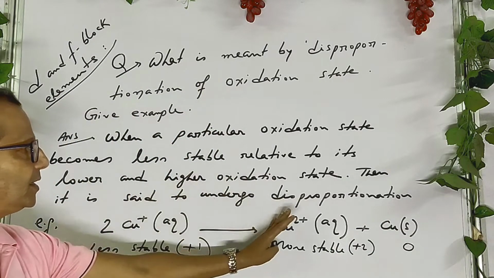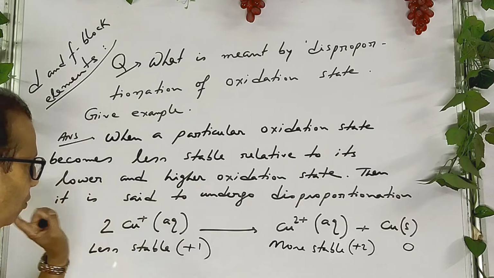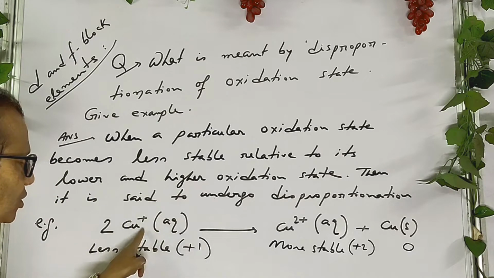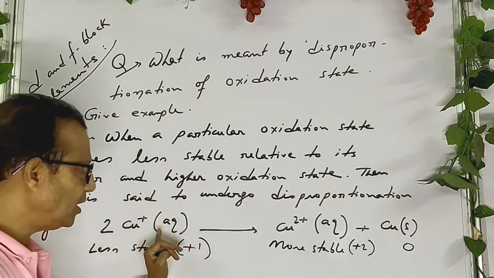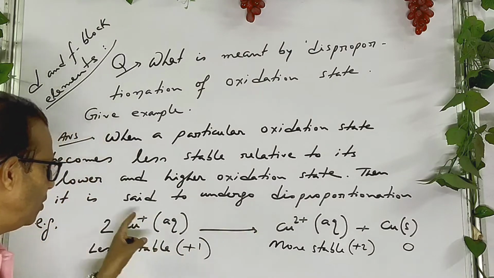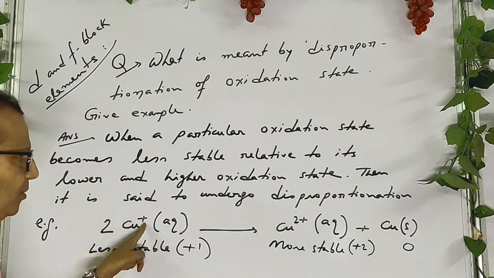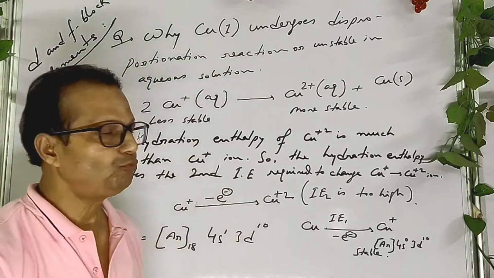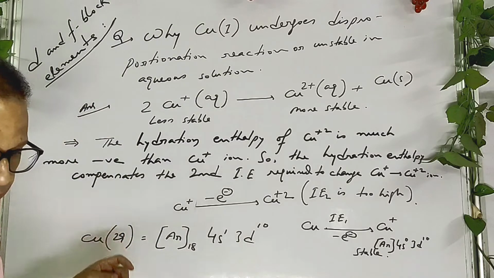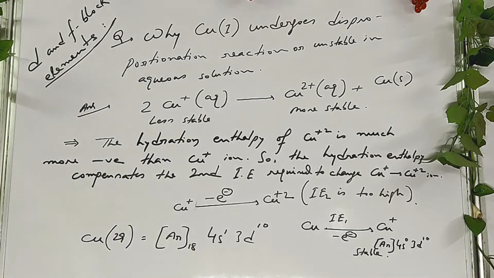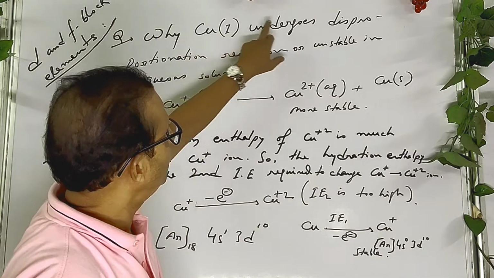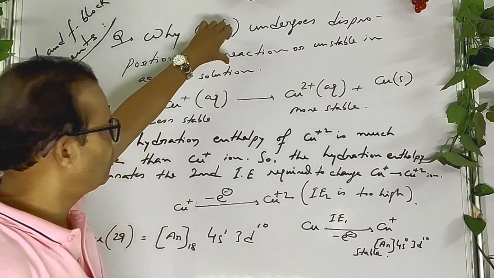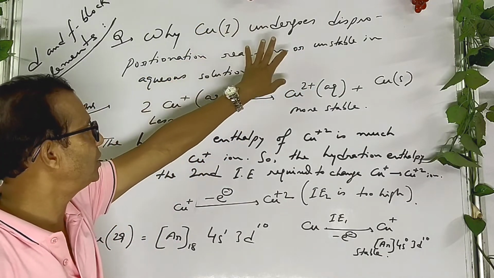Now the question is, why does copper undergo disproportionation reaction in aqueous solution? This is another important question for your exam. Why does copper positive undergo disproportionation? Why does copper 1 undergo disproportionation reaction or is unstable in aqueous solution? Very important question.